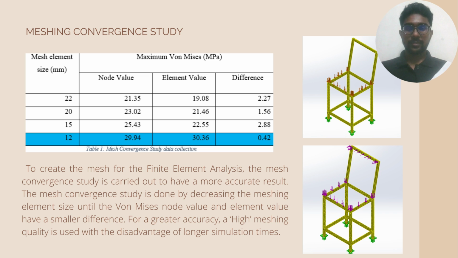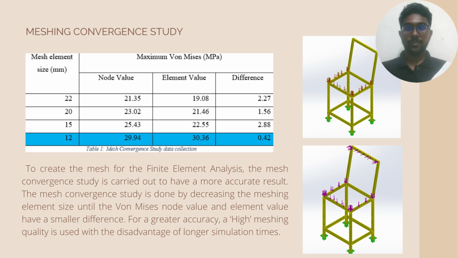So before we conduct the finite element analysis, we need to create the meshing for the chair frame. When we are doing the meshing, we have to conduct the mesh convergence study. To create the mesh for the finite element analysis, the convergence study is carried out to get a more accurate result. The mesh convergence study is done by decreasing the meshing element size until the von Mises node value and the element value have a smaller difference.